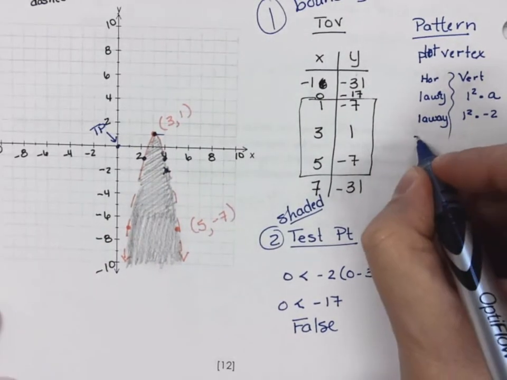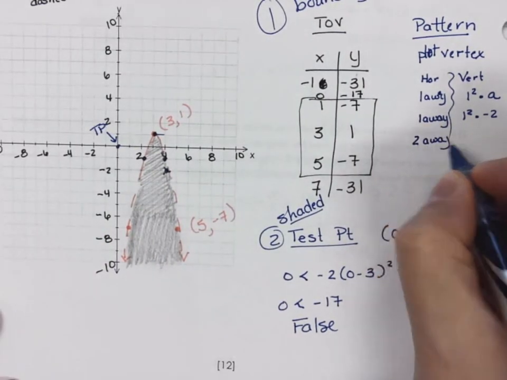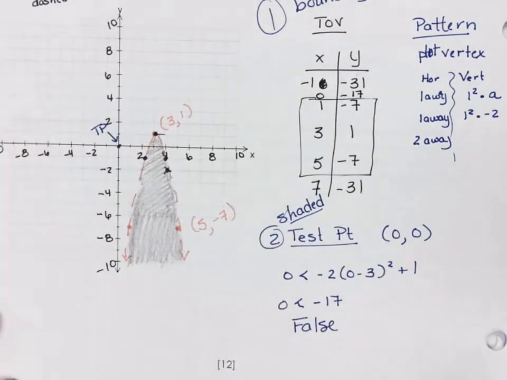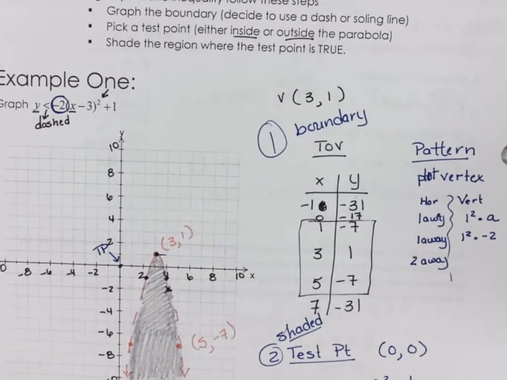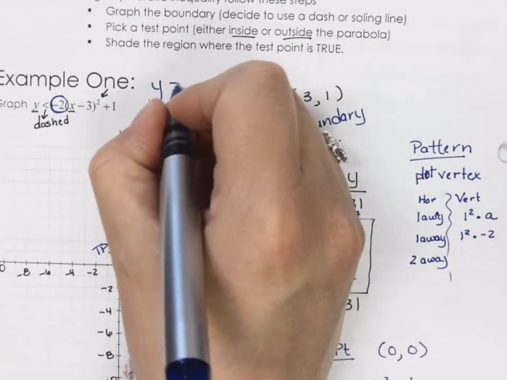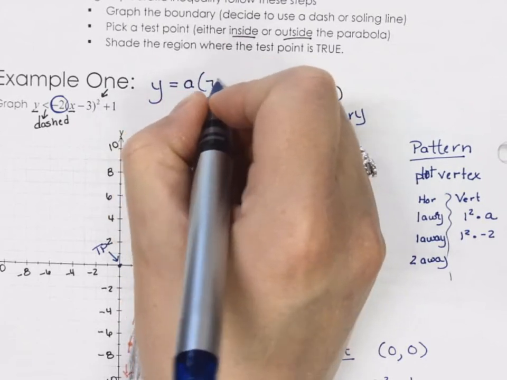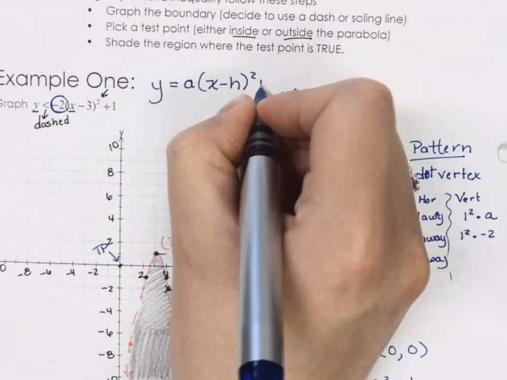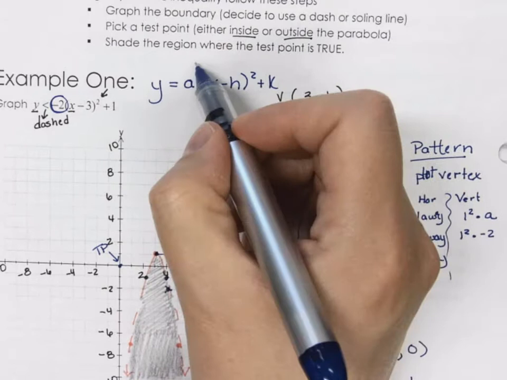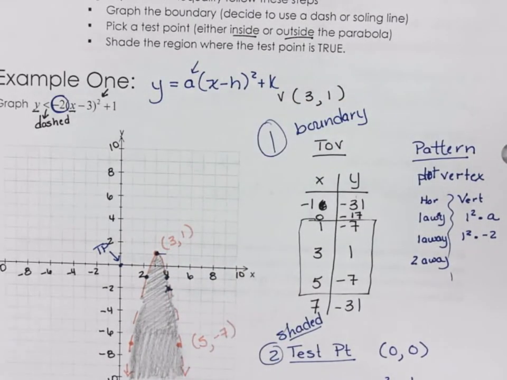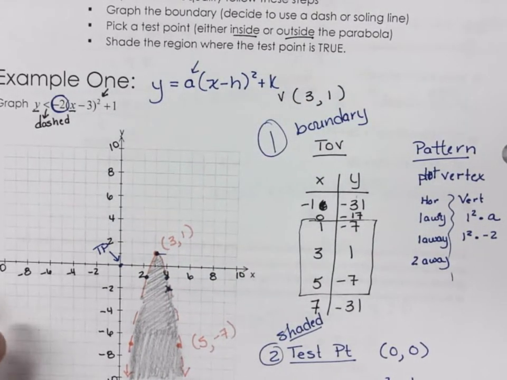What does the variable A mean? It's your A value in vertex form. Remember, it's y equals A bracket x minus h squared plus k. Your A tells you the width of your opening, the direction of the opening.